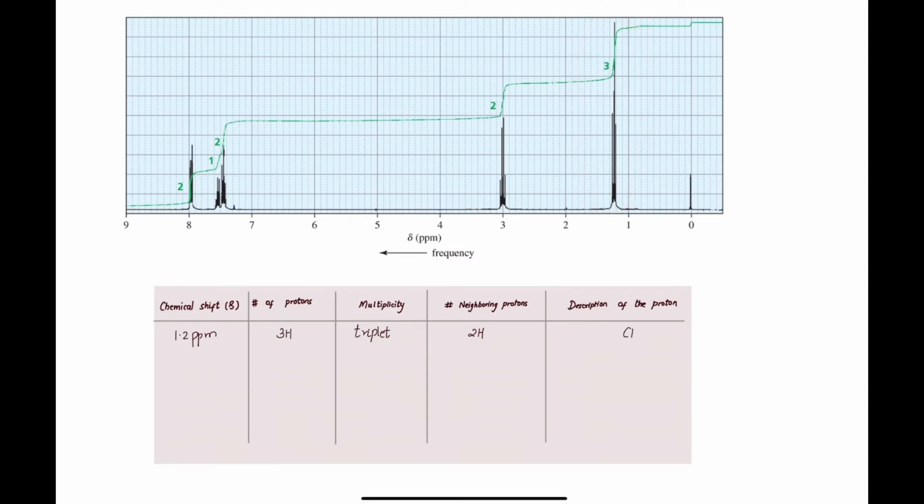So this should be for methyl protons, and when they are adjacent to a methylene group, that's when it's going to exist as a triplet. So this signal right here at 1.2 is going to correspond to the CH3 protons. Now let's go on to the next peak.